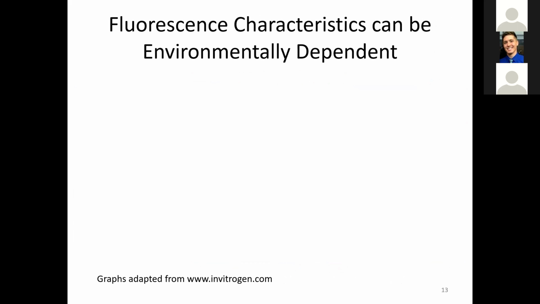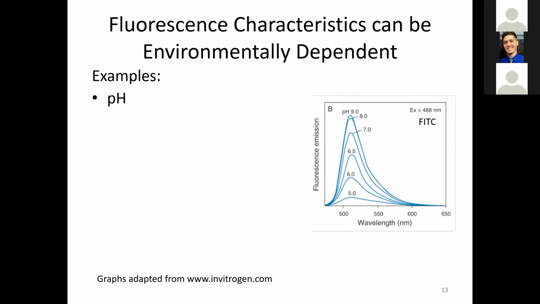So your fluorescence characteristics can also be environmentally dependent. A common example is pH. With FITC, for instance, the higher the pH, the brighter it gets. And so if you are trying to image FITC in a more acidic environment, it may appear dimmer, or it may appear to be a worse fluorophore than if you are imaging it in a more basic one.